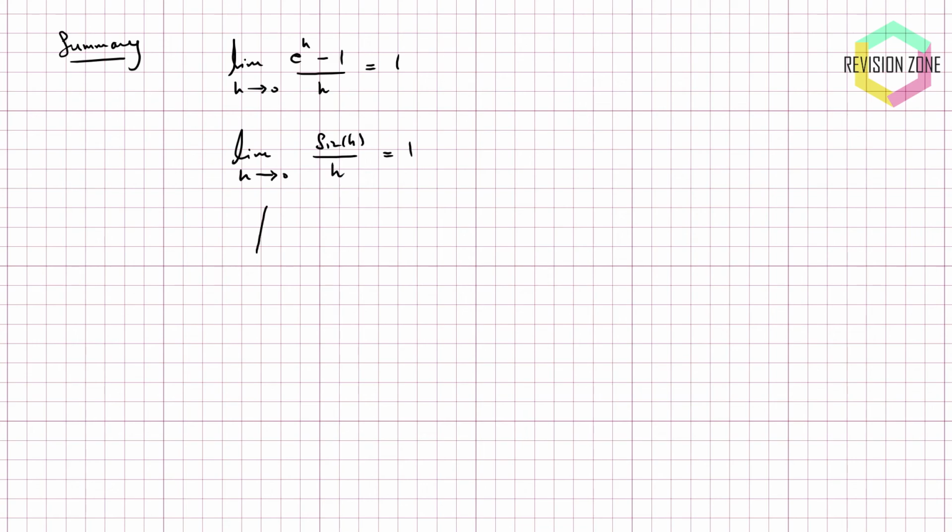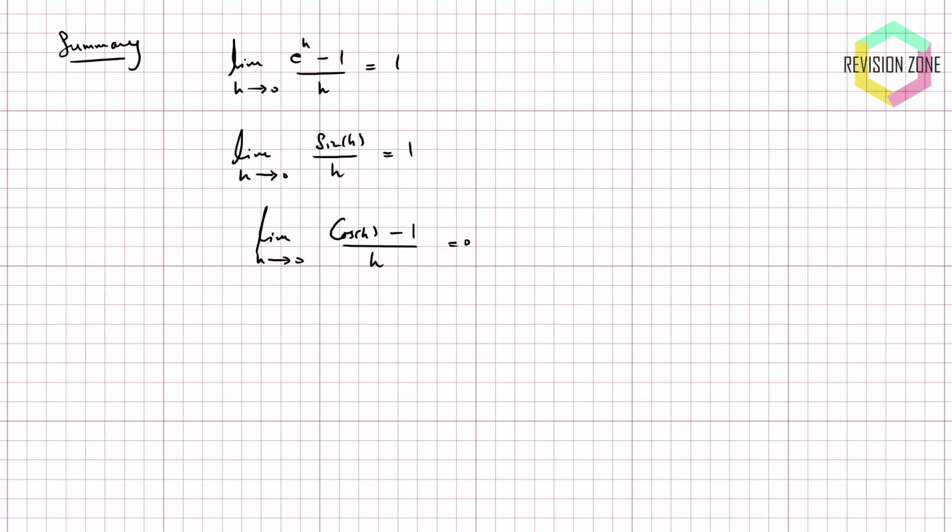To end this video, let's just look at a quick summary of the statements we've seen. So we've seen that if you work out the limit as h tends to 0 of e to the h minus 1 over h, that actually gives you 1. We've also seen that if you work out the limit as h tends to 0 of sine h over h, that actually gives you 1. And if you work out the limit as h tends to 0 of cos h minus 1 over h, that actually gives you 0, right?